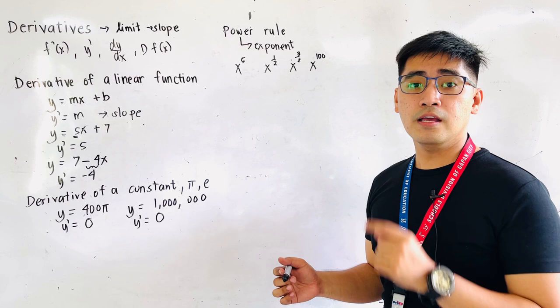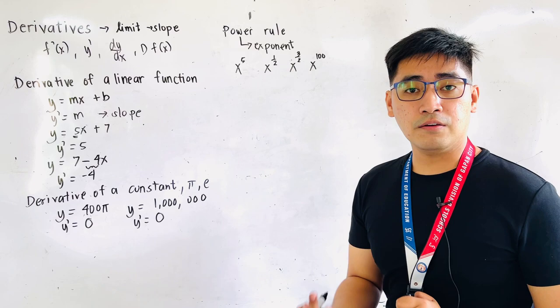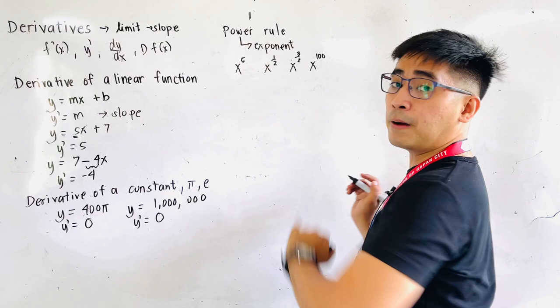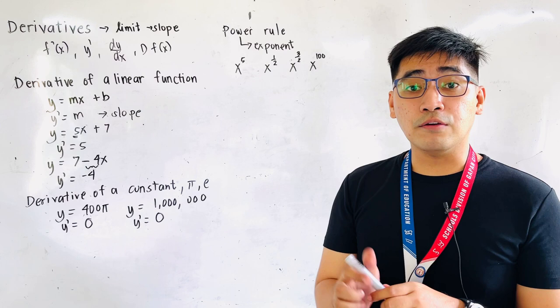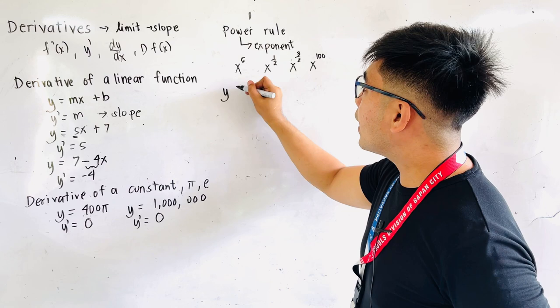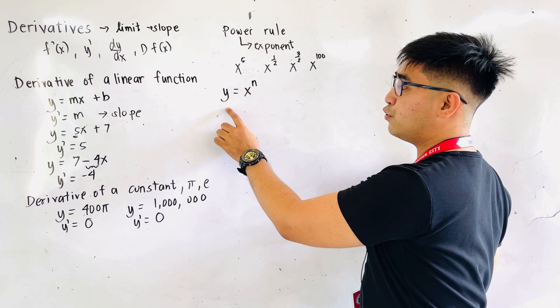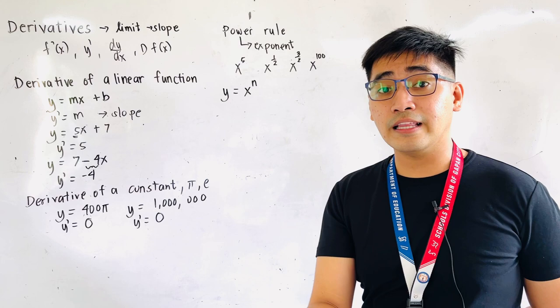So, what is the formula if we would like to get the derivative of a function when there is an exponent? Here comes the power rule. So, how do we use this rule to identify the derivative of a certain function? What if we're given y is equal to x raised to n? This is now the formula. If you are given y is equal to x raised to n, what we'll be doing is to just get the derivative by this method.